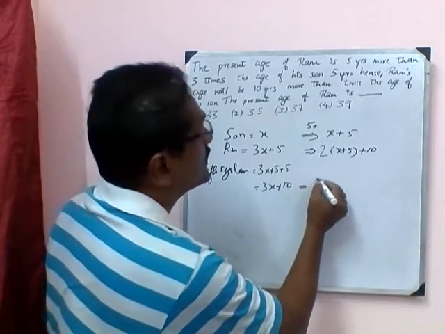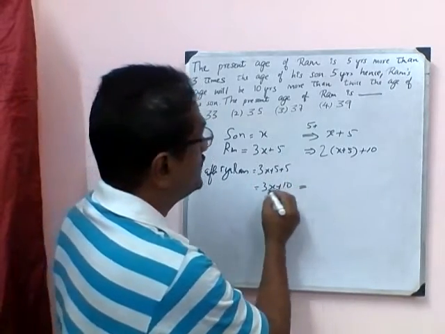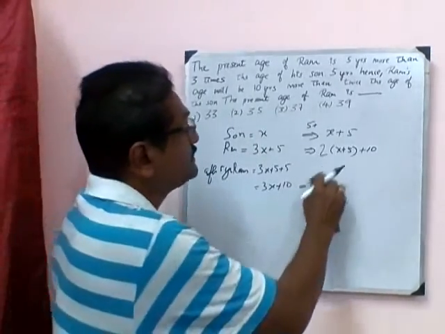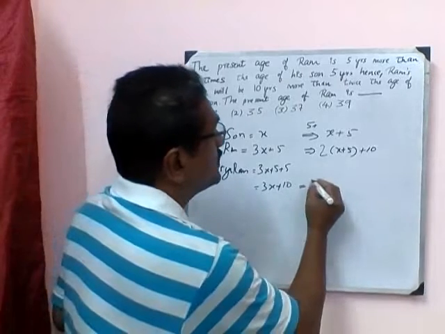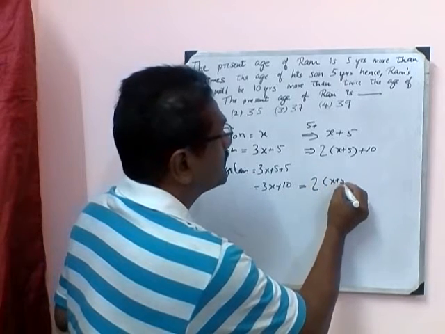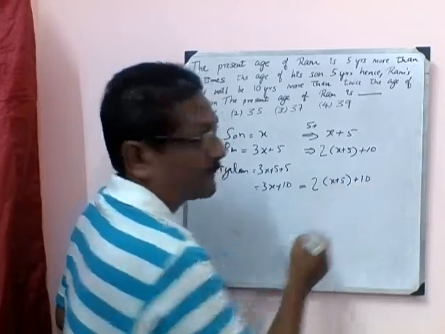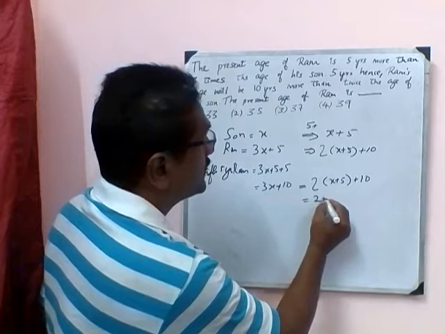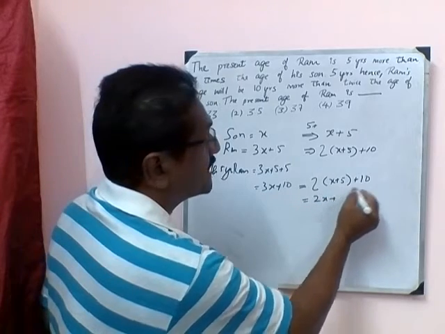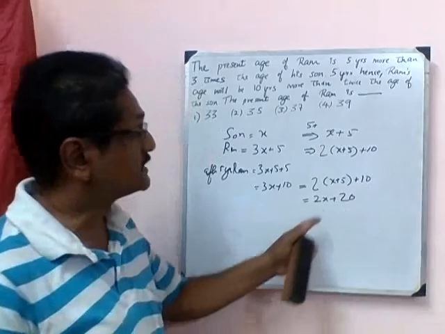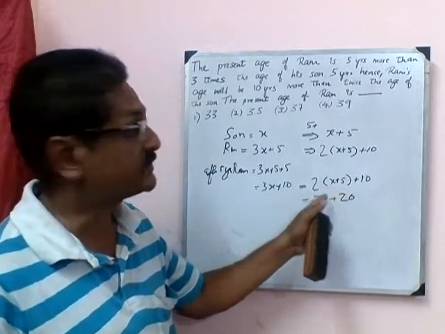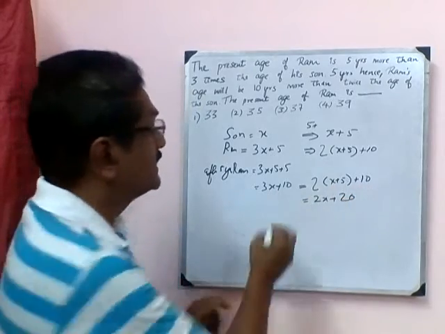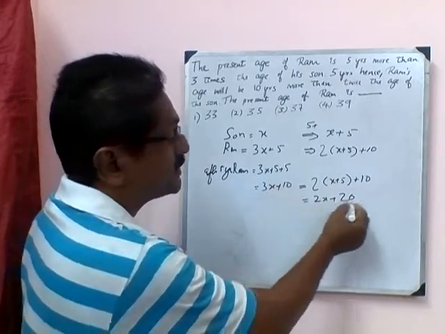Equating these two, after 5 years Ram's age will be 3x plus 10, which is equal to 2 into x plus 5 plus 10. Let us simplify this. This will be equal to 2x plus 2 into 5 is 10, 10 plus 10 is 20. Friends, don't waste time writing so many steps. Writing 2 into 5 is 10, 10 plus 10 is 20, you should write all this in one shot. So we know 3x plus 10 is equal to 2x plus 20.